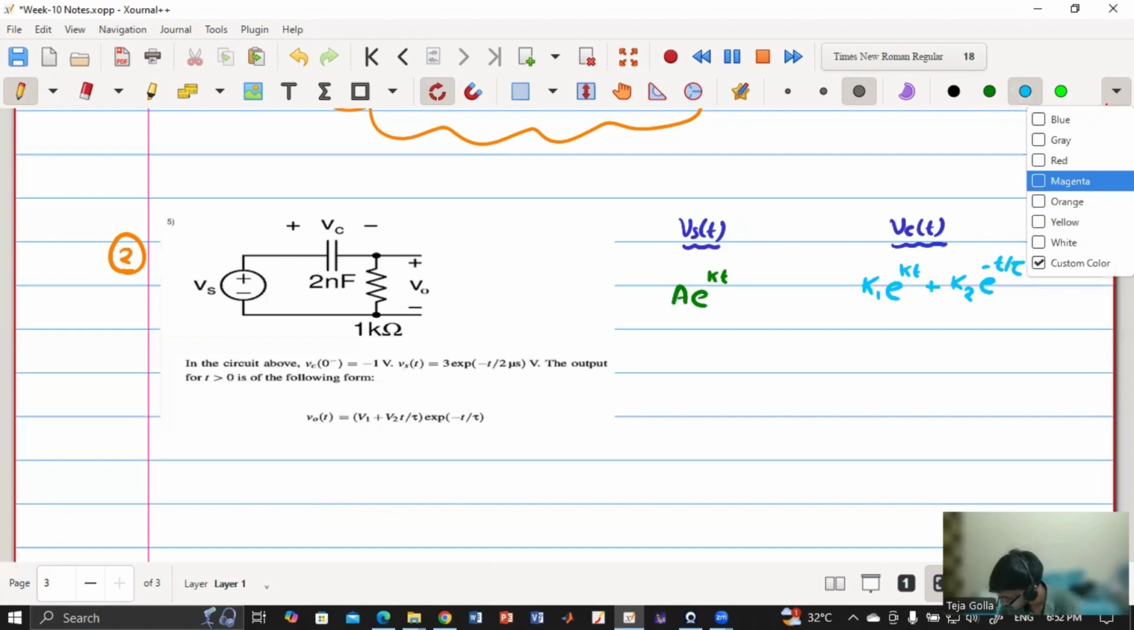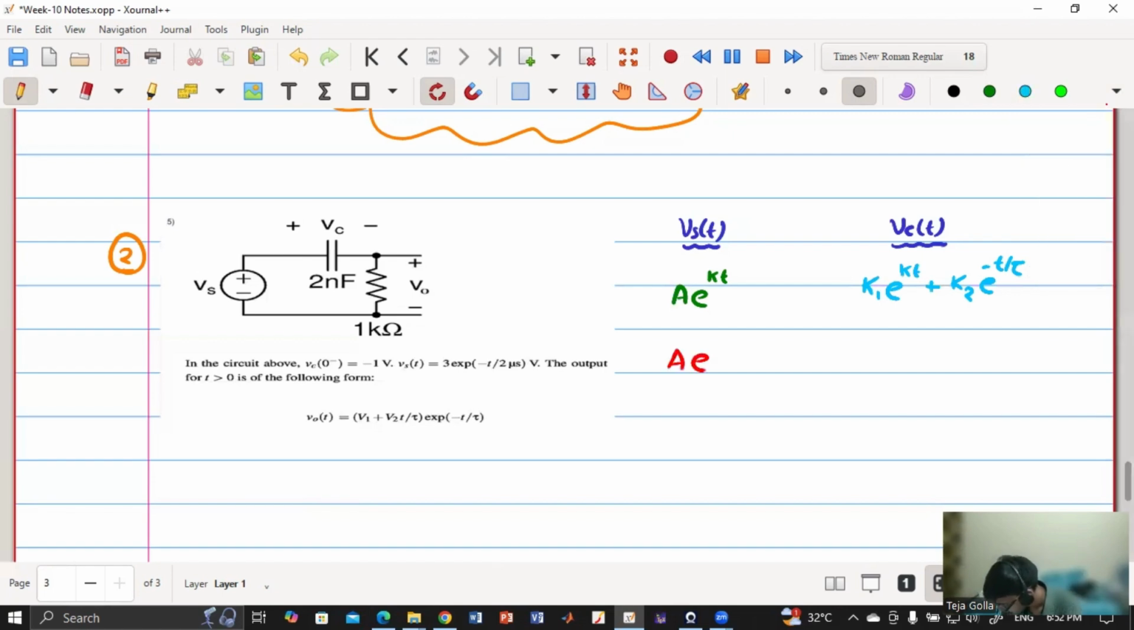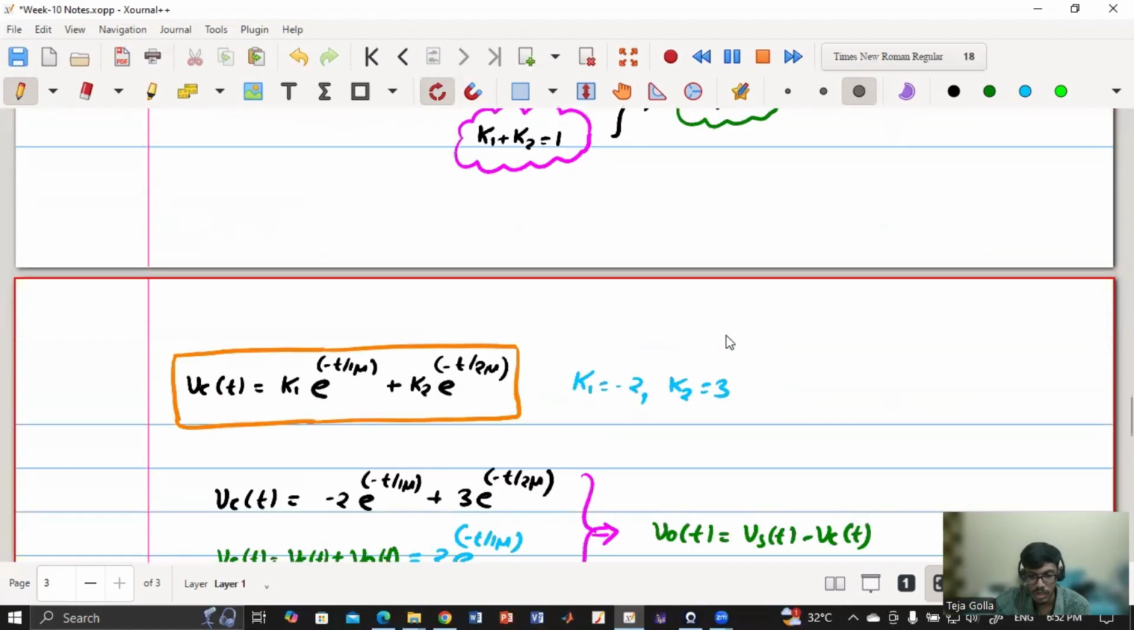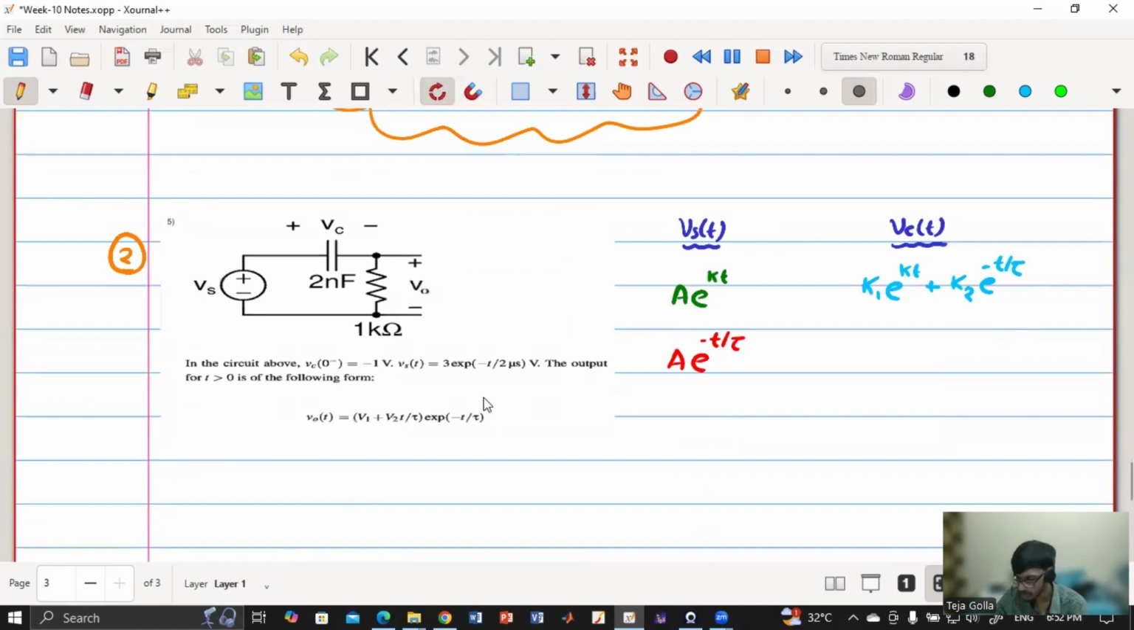So what happens when the input is something like a into e to the power minus t by tau? The input is something that is also similar to the natural response. Then you will not get directly k1 into e to the power minus t by tau plus k2 into e to the power minus t by tau. If you actually substitute this expression in the differential equation and solve, you will get something like this, which is what they have given. So it will be k1 into t by tau into e to the power minus t by tau plus k2 into e to the power minus t by tau.